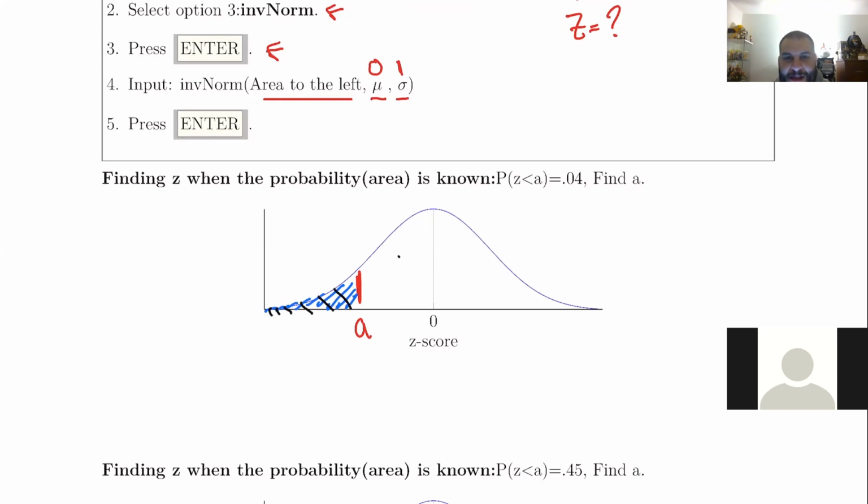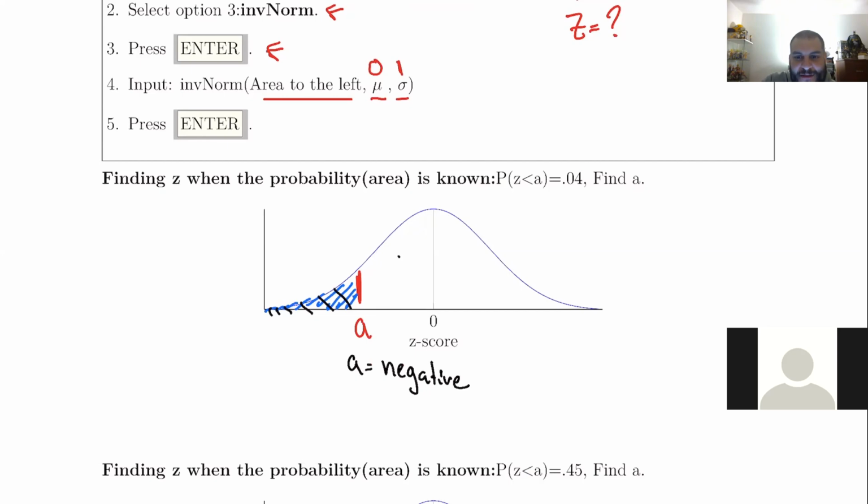Since I know A is on the left-hand side, this A value should be negative. So when I get my value from the calculator, it's going to give me a negative value. If you get a positive value, you know you did something wrong, because it should be negative. All right, so let's go ahead and find this.